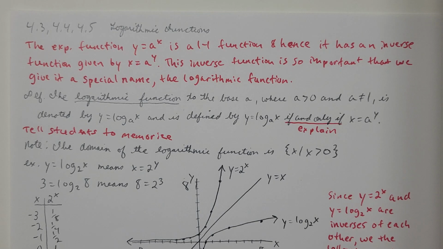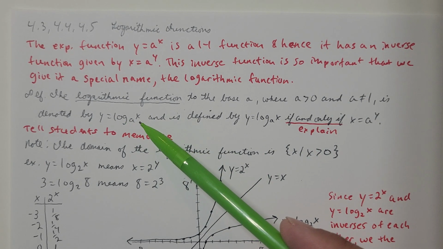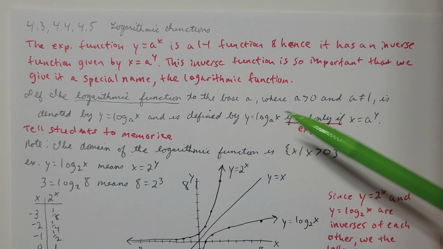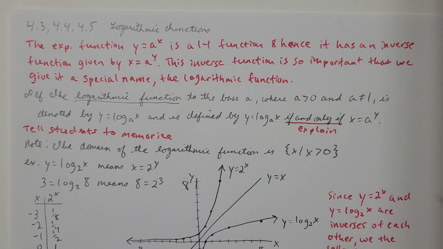Okay, a couple things. First of all, the logarithmic function is like any other function. There's input values and output values, right? The x values are the input values. The y values are the output values. A is the base. A has to be a positive number, but a can't be 1. Okay?